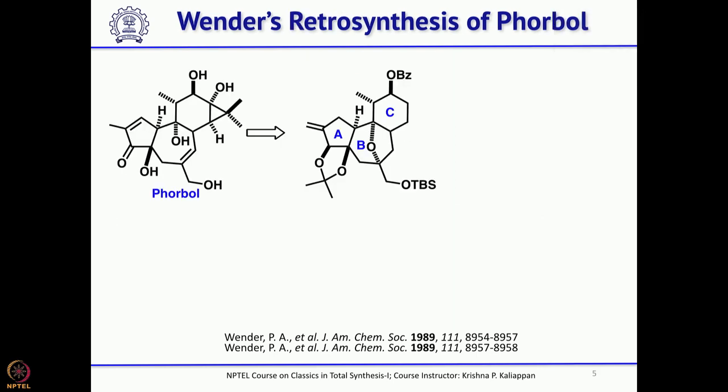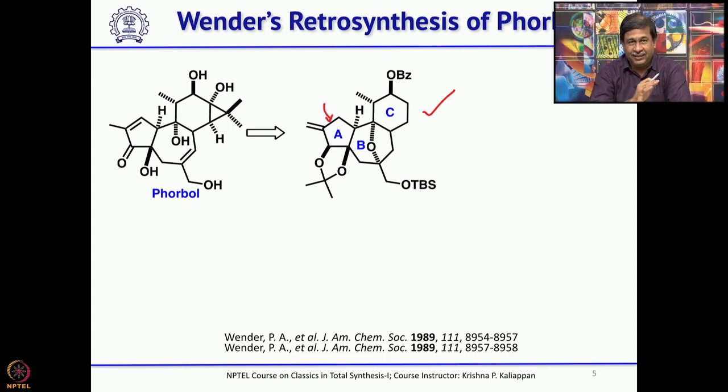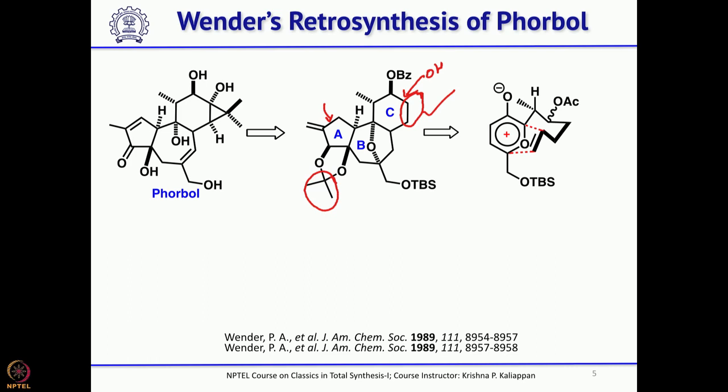In his retrosynthesis, he thought Phorbol can be made from this tetracyclic compound by a few functional group transformations. First, from here to Phorbol, he has to migrate the double bond from exocyclic to internal. Then he needs to remove the protective group and oxidize the secondary alcohol in the presence of the tertiary alcohol. And here he has to introduce the dimethyl cyclopropane as well as the hydroxyl group. Though this functional group transformation is written as one step, it requires about 10 steps or more to convert into Phorbol.